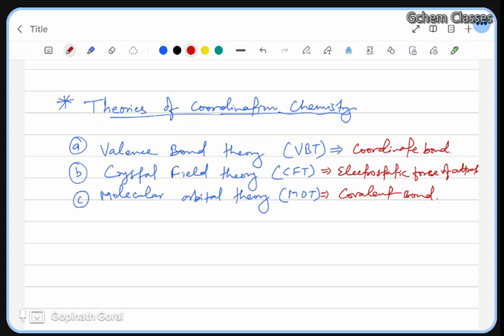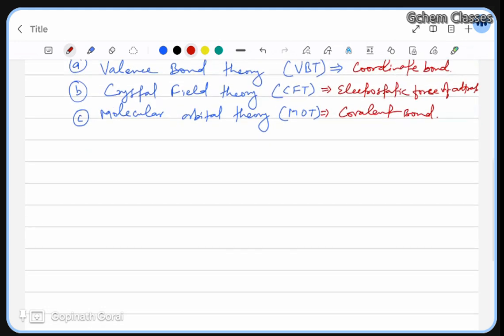Like for a simpler molecule, we have seen VBT and MOT. We have not seen CFT over there, right? So in MOT, we have seen simpler molecules like H2, then N2, O2, F2, right? What we have seen over there is the covalent nature of the bond. So likewise here also we will see the MOT. One by one we are going to discuss it. VBT is very small. Let us start with VBT first.